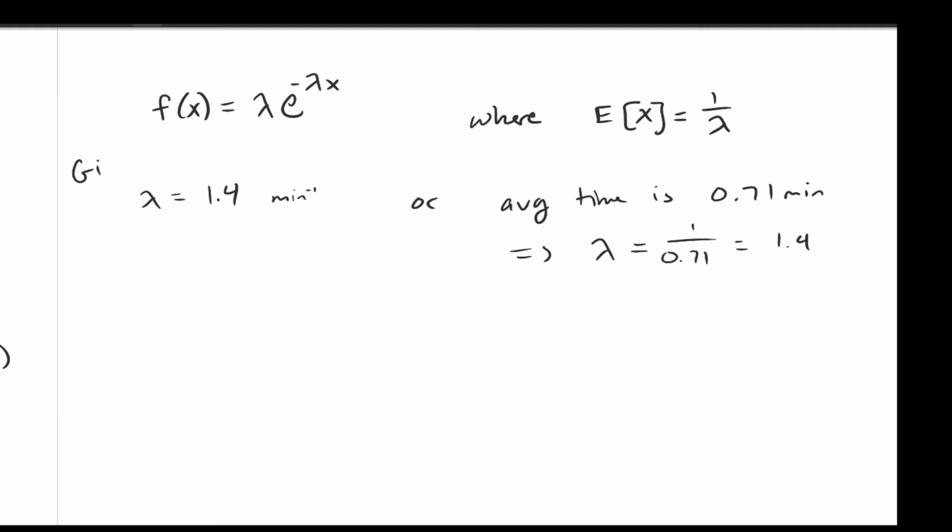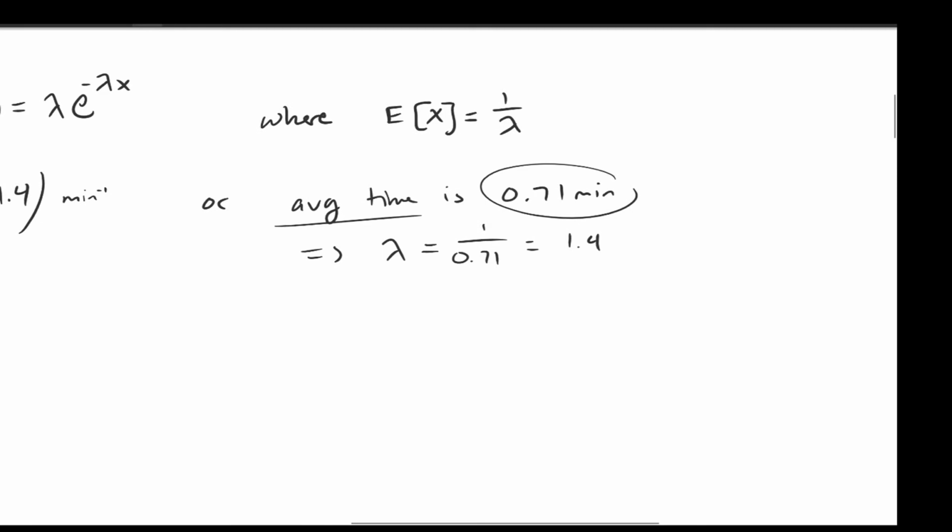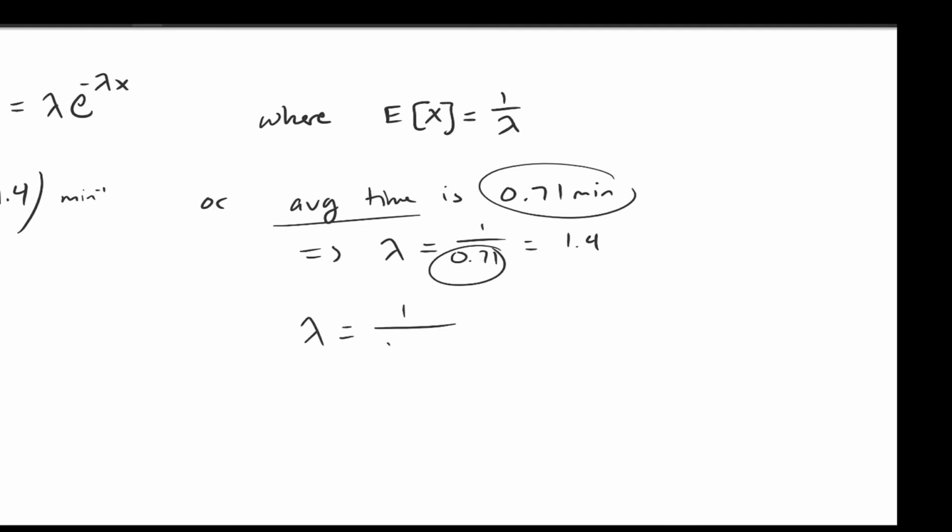So you could be given lambda directly, like I gave you in this problem. Lambda was given as 1.4. Or we could give you the average time is 0.71 minutes, or 1 minute, or whatever it is. Then lambda is 1 over the average. So lambda equals 1 over the average time, or just the expected value.